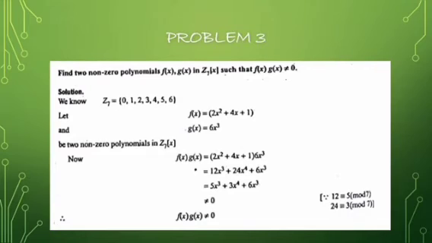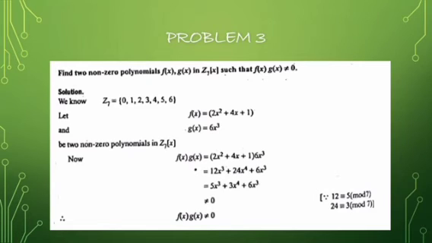So problem number 3. Find two non-zero polynomials f of x and g of x in Z7 of x such that f of x into g of x is not equal to 0. So when you multiply these two, you should not get 0. But both should be non-zero polynomials in Z7. So what is Z7? 0, 1, 2, 3, 4, 5 and 6. So what is f of x and g of x?